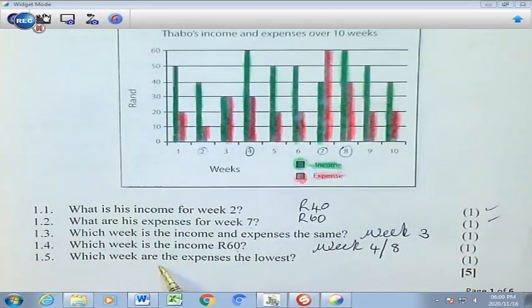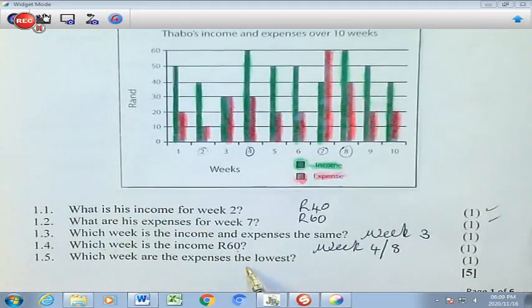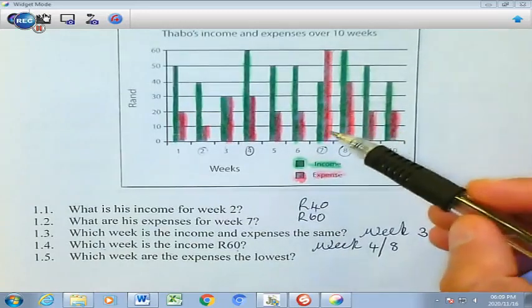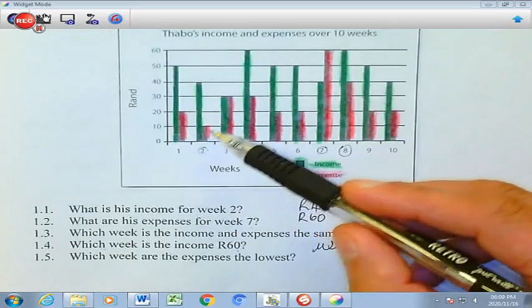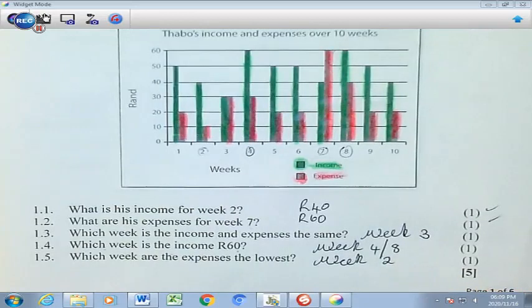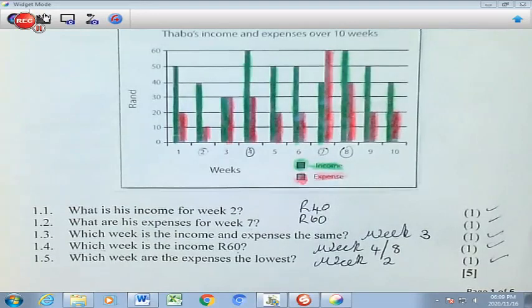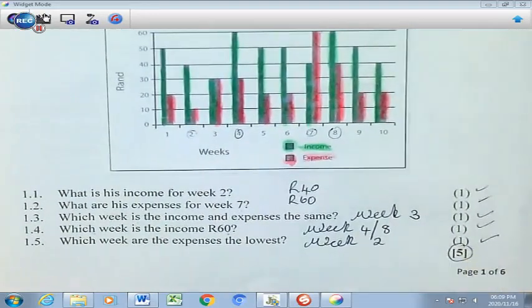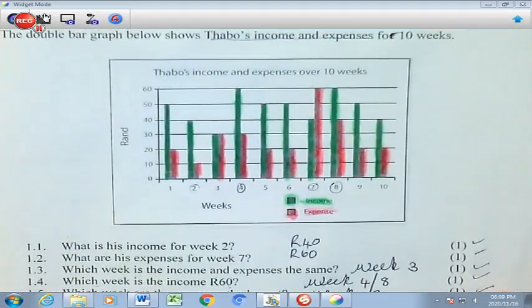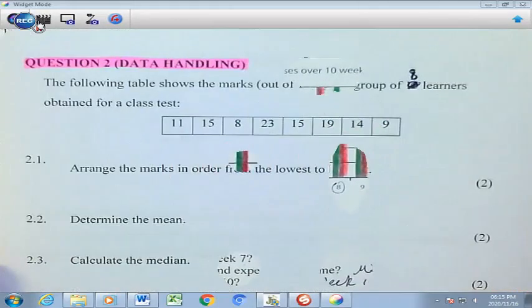Which week are the expenses the lowest? And that you will have to go find all the red ones where it has the shortest line, and you will find in week 2 you will have the shortest line, and that will give you the lowest expenses during that particular time period. Okay, and there you have attained your 5 marks for the 5 questions that you've answered. Great stuff, and that will give you a total out of 5, which you will bag immediately once you have analyzed the graph in question 1 regarding data.